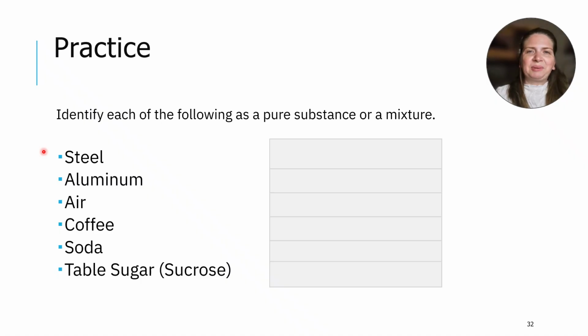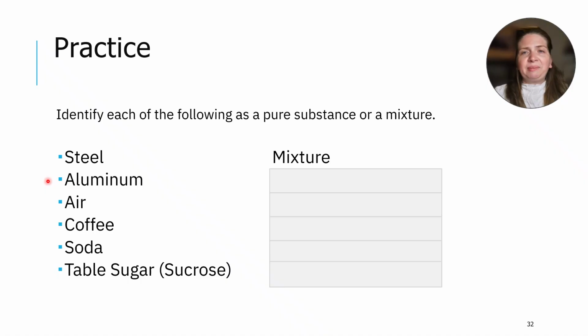Here's another practice problem. Identify each substance as either a pure substance or a mixture. The substances are steel, aluminum, air, coffee, soda, and table sugar, sucrose. Although steel may appear to be a pure substance, it's actually a mixture. There is no element on the periodic table called steel. Steel has a variable composition, and may contain iron, carbon, tungsten, and other substances in different amounts.